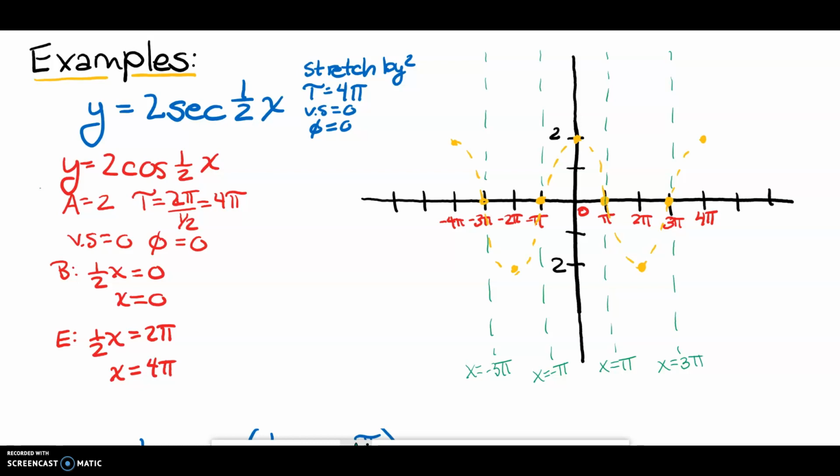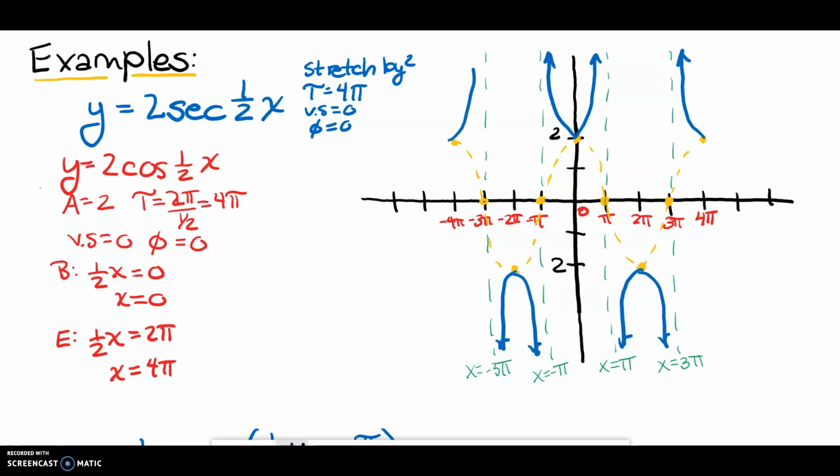All right, so now what I'm going to do is draw in my secant function based on this. Okay, and remember secant will approach my asymptote, so I want to make sure that it does. All right, and that's how we're going to graph our secant function.